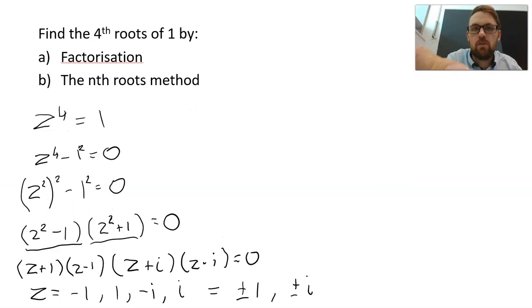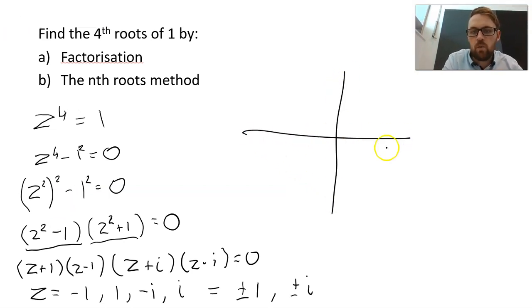So if we were to draw our roots on a circle, we've got +1, +i, -1, and -i. So we could draw a circle out that encompassed all of them with a radius of 1.